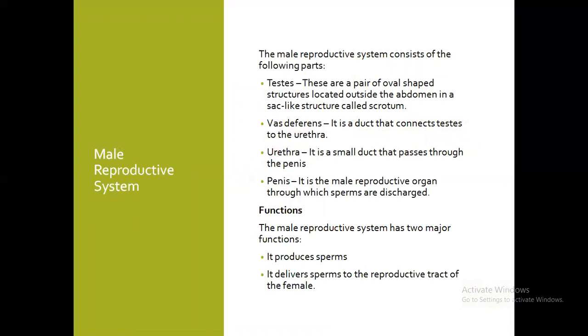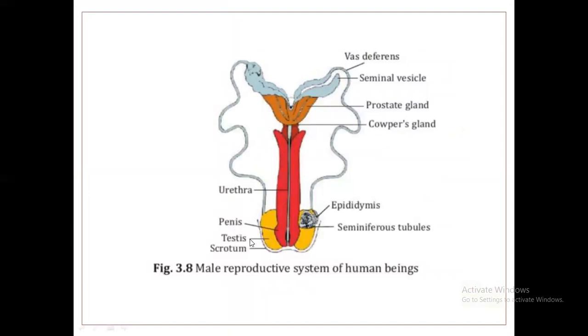Afterwards, we are coming on to the male reproductive system. In the male reproductive system, you will find a pair of testes, vas deferens, urethra, and penis. So in this diagram, you can see this. This is the testis, the yellow color which you are finding. This is the scrotum, and this is the penis. Seminiferous tubules, epididymis, and here prostate gland and Cowper's gland are present, vas deferens and seminal vesicle.